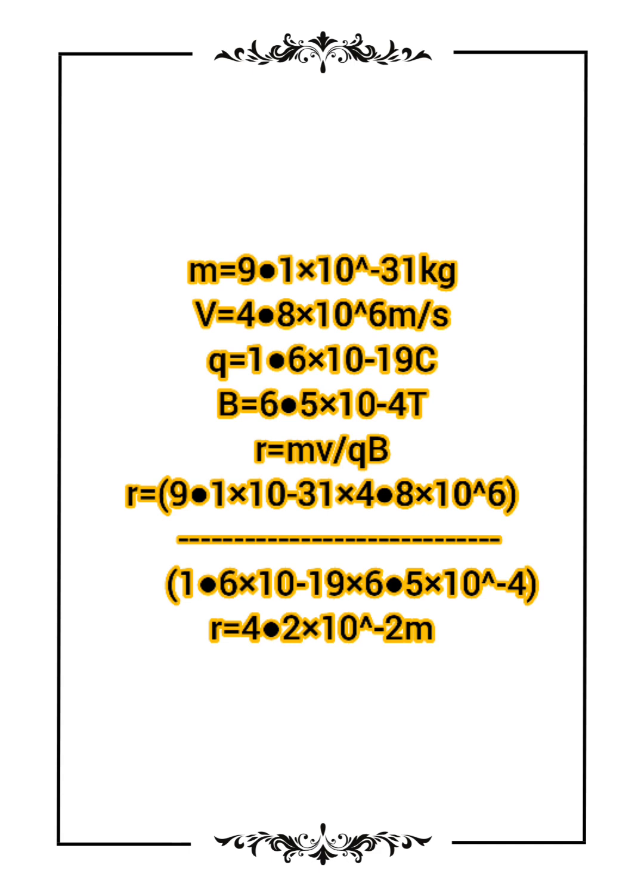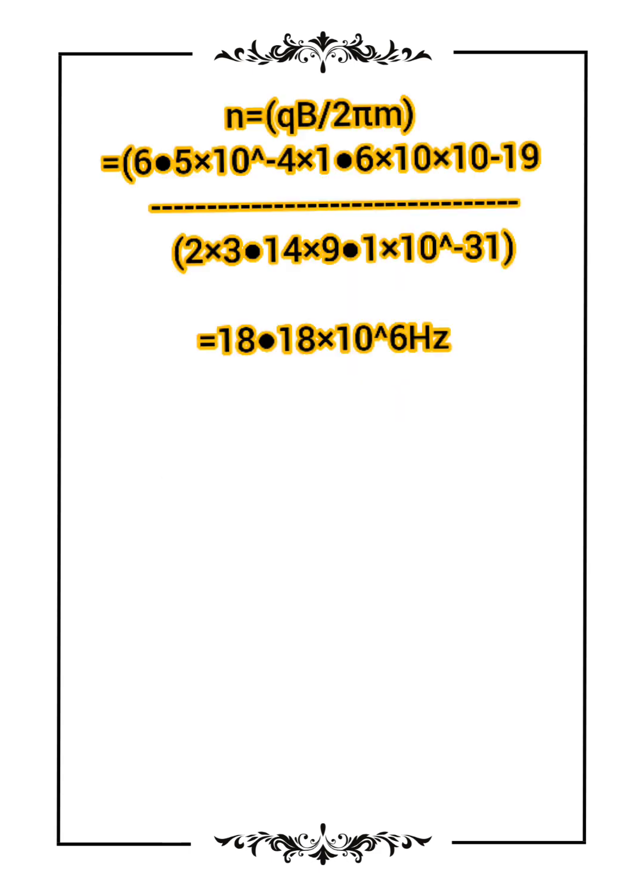To find the frequency of an electron ν, we know that ν is equal to qB by 2πm, as we have discussed. On substituting these values again, we will get 18.18 × 10^6 hertz.